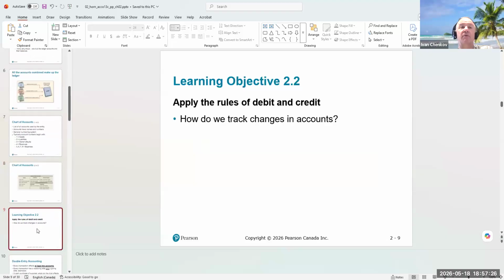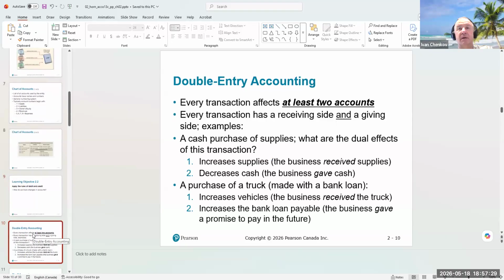So now let's see how we're going to track changes in each account. Now we're going to track it with double entries. Why double entry? Because we're always going to have a debit side and a credit side. Basically, one side's going to go up and the other side's going to go down, or one side can go up and the other side can go up too. It depends on the accounting equation, where they are and how they are.